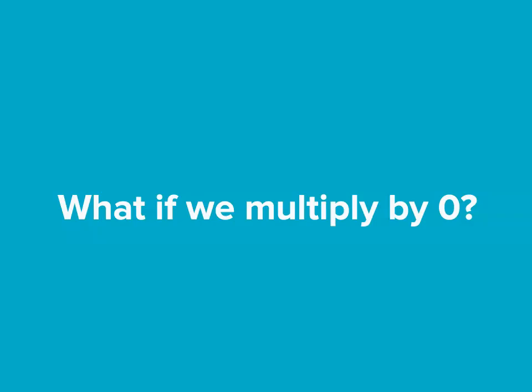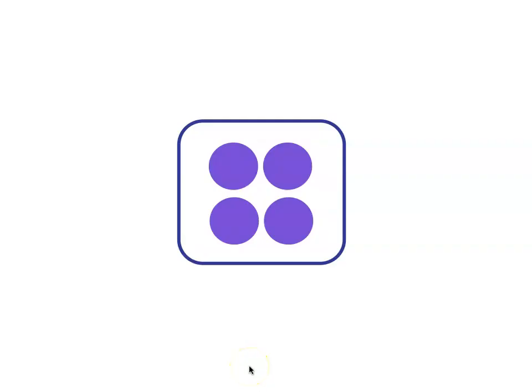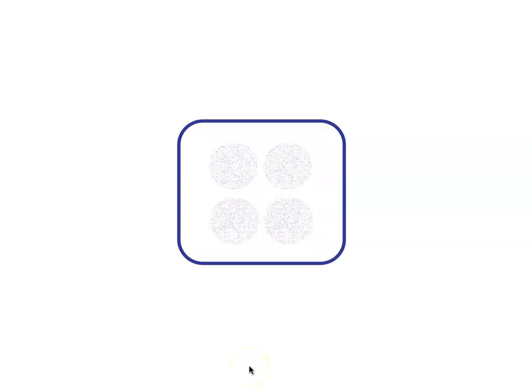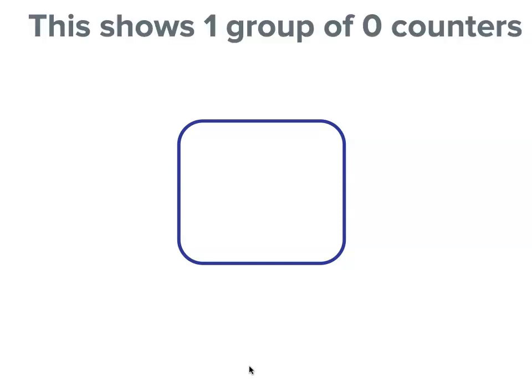What about when we multiply by 0? Let's think how we could picture this. Instead of 4 counters, now we have no counters. This picture now shows one group of 0 counters. As a multiplication number sentence, we'd write this as 1 times 0, which equals 0. There are no counters in the picture.